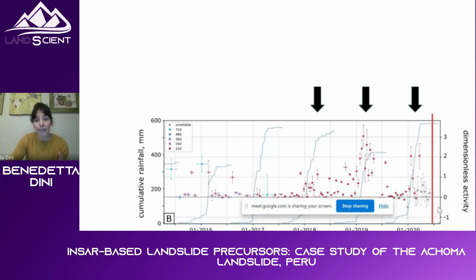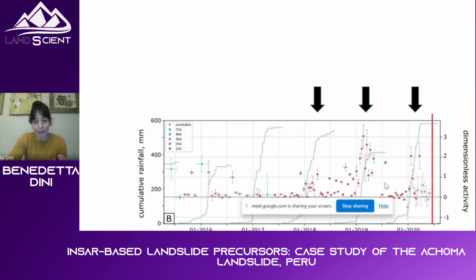But we can see very clear acceleration phases a couple of years before, within the 2 years prior to failure. And this is also quite nice. They appear to correspond to the onset of the rainfall, which are the blue curves. Every blue curve is one hydrological year, so basically one wet season.